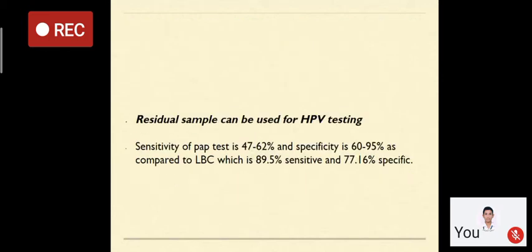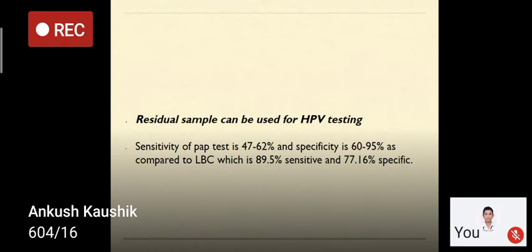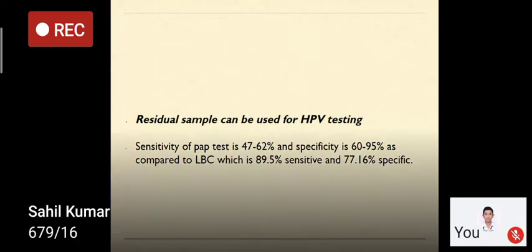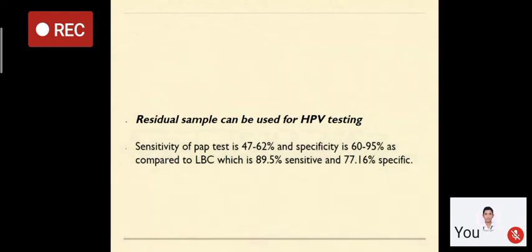Residual sample: another advantage of LBC is that whatever sample is left after taking the cells can be used for HPV testing. The sensitivity of pap smear is 47 to 60% and specificity is 60 to 90%, as compared to LBC, where the sensitivity is around 90% and specificity is around 77%. So the inadequate testing report is lower in LBC as compared to the pap smear. And the supernatant can be used for HPV testing in LBC, and in pap smear there is no such thing.